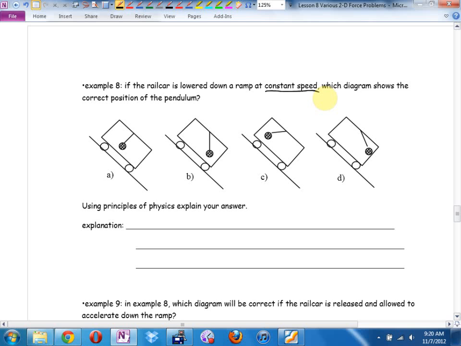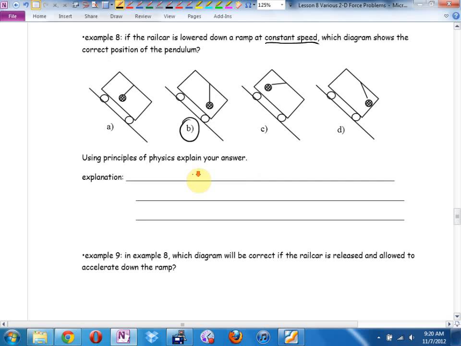As long as you're at a constant speed and no acceleration, that means the net force acting on it is 0. That means the only two forces acting on it are gravity and tension. Constant speed, B is right. Now, that's a rope. It's going to hang, gravity, we're going to pull it straight down.